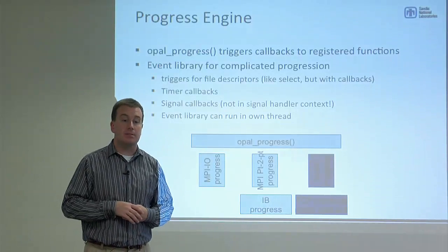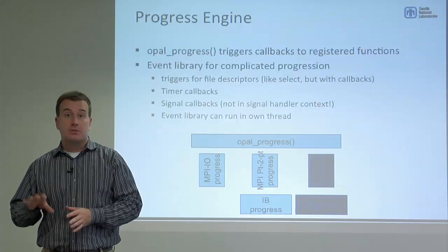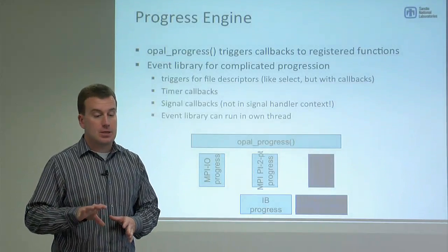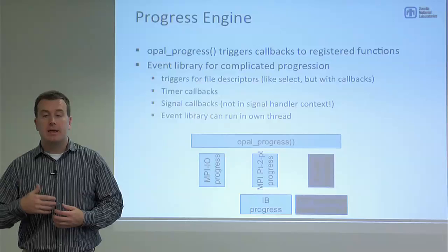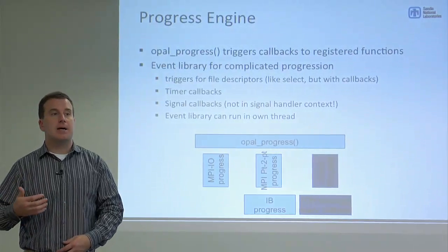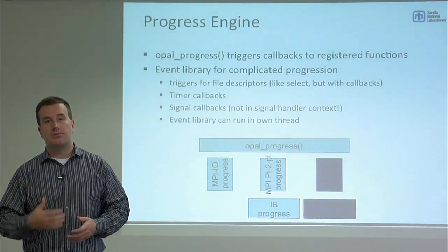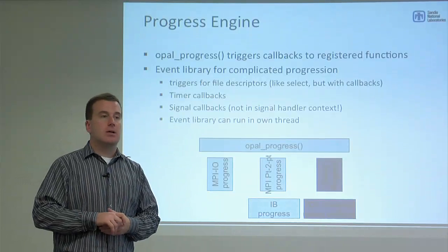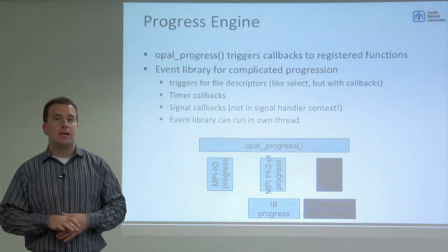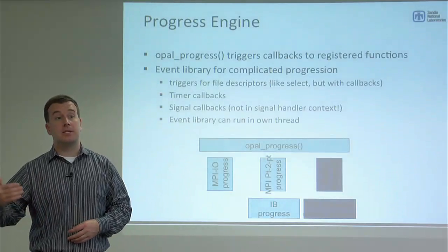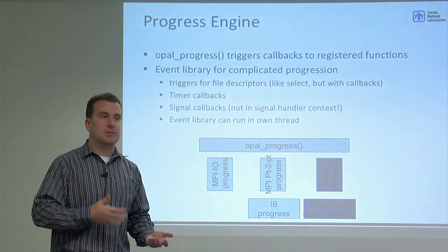The other place that's kind of useful, cloudy stuff that you have to know about to start playing with the BTLs, is the progress engine. So Open MPI has a central progress engine that triggers callbacks to registered functions. So at any point in the runtime of Open MPI, a given component or framework can say, I need this function called at some random interval. And I do say random because it's dependent on what the application is doing. If the application isn't entering the MPI library, this progress function won't be called.